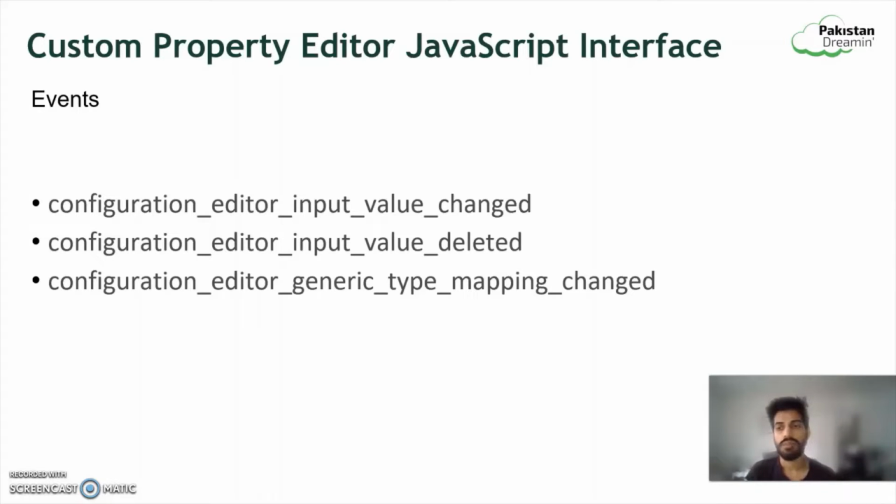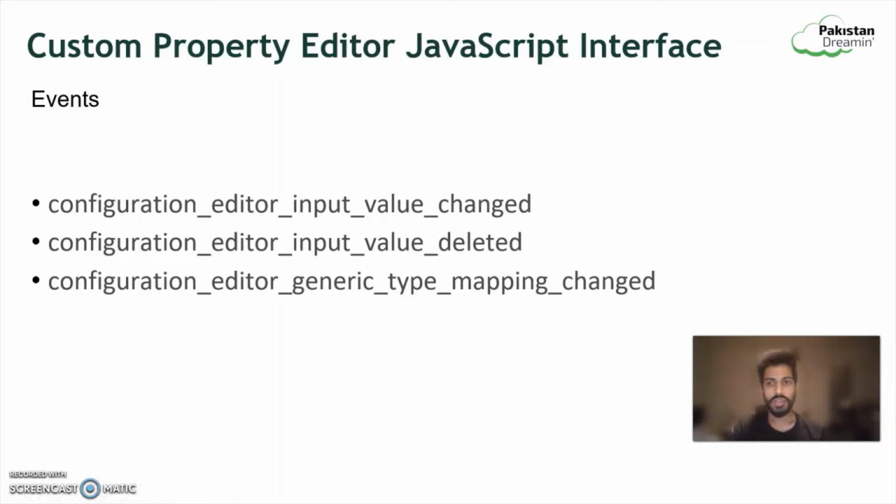Quick note, I have purposefully skipped one property which is generic type mapping. I just did not want to overload too much information for a beginner's session, because that could be a little complicated if you haven't worked with generic types in Apex or LWC. So yeah.